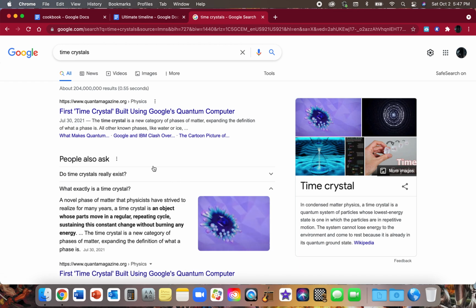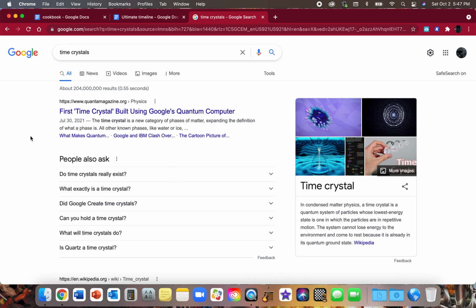So we'll look at a quick summary of it. A time crystal is an object whose parts move in regular, repeating cycles, sustaining the constant charge without burning any energy, which is what I said. The time crystal is a new category of phases of matter, which, if you know what a phase of matter is, it's solid, liquid, gas, and then technically plasma would also be on that.